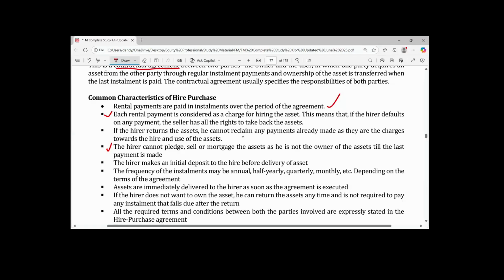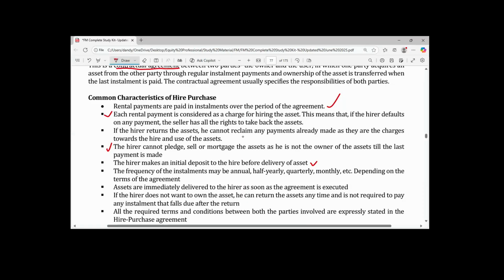Okay. Now, another characteristic of hire purchase is that the hirer makes an initial deposit. I've already said it before. Before the user, or the hirer, will take the asset from the owner, you must pay the initial deposit. You must pay the initial deposit.